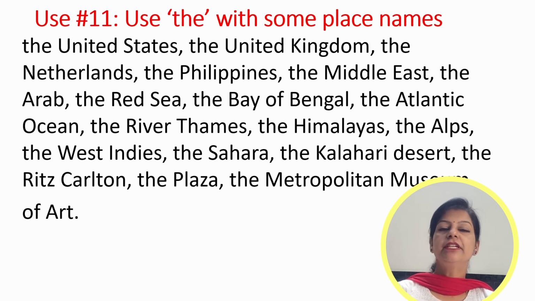We use the with the names of seas because they are specific and unique geographical features. Next is the Himalayas. It refers to a specific mountain range. So we use the in front of it. Pause the video and read all the words where we use the.